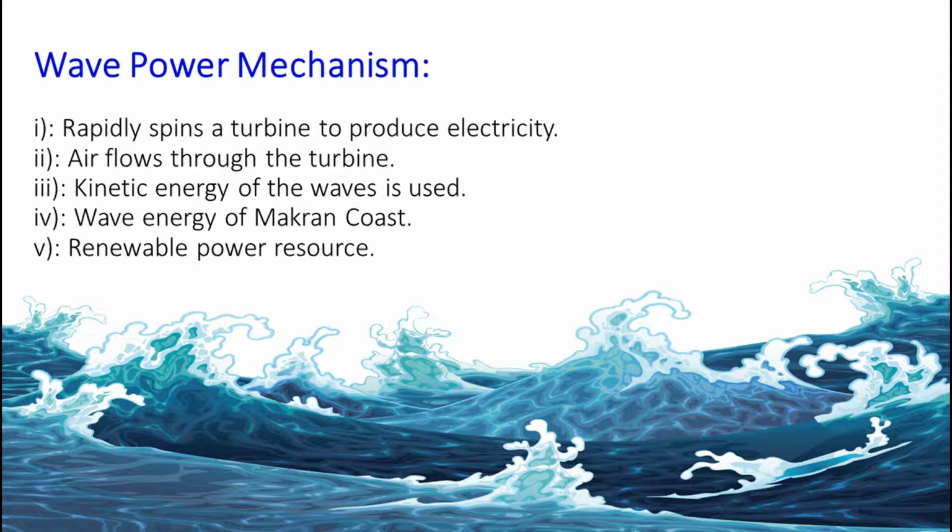Number 4. Wave energy of Makran coast. Pakistan has about 1,000 km long coastline. The Makran coastal areas have strong wave energy, which could be harnessed for the generation of electric power for rapidly developing coastal cities, Gwadar, Pasni, Ormara, Ghazni, etc. However, wave power is an expensive option for Pakistan.